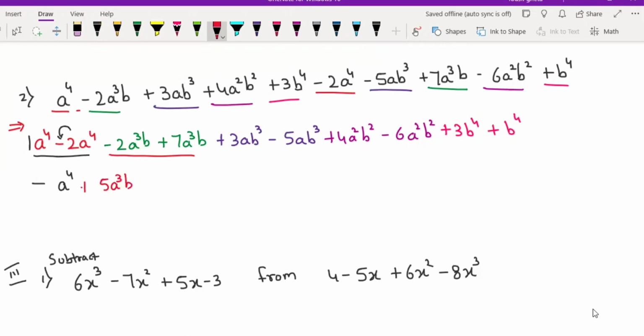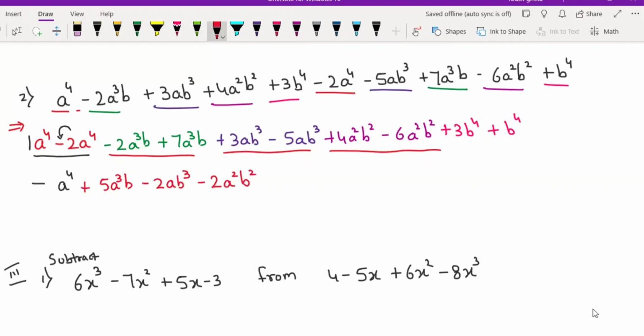Moving to the next. 3 minus 5. Obviously, we're going to subtract, that is minus 2, because 5 minus 3 is 2. The sign of the greater term. Which is greater? 5. That is minus 2 will be the answer. The variable remains as it is, that is ab cube. Going to the next, once again, 4 minus 6. Again, we know, we subtract, that is 6 minus 4 will give us minus 2, and the variables as they are, that is a square b square.